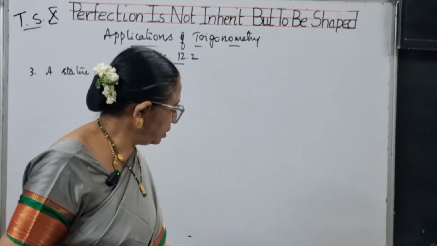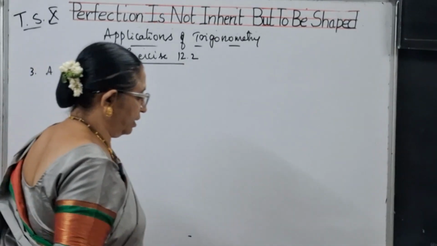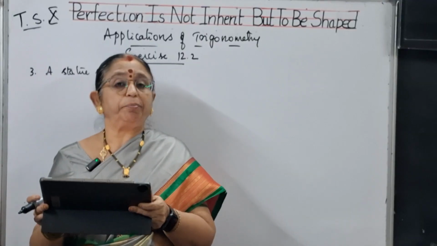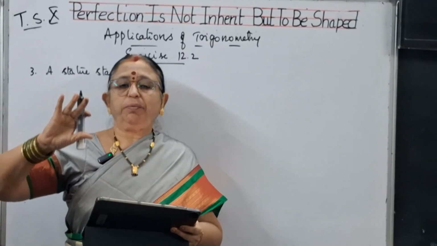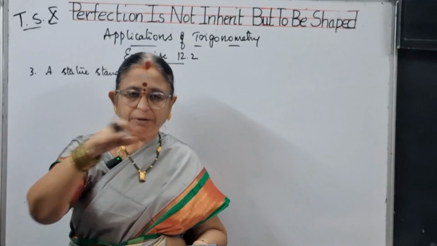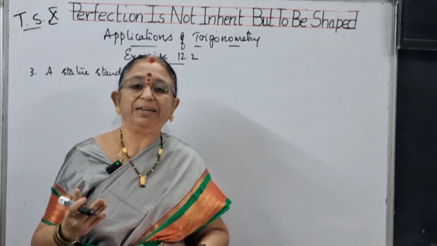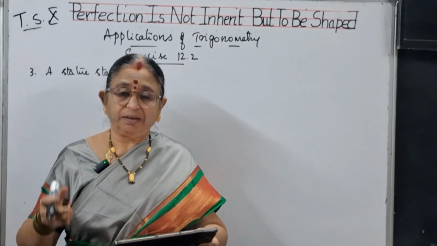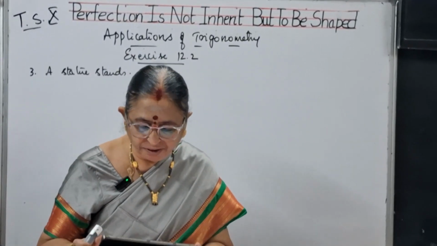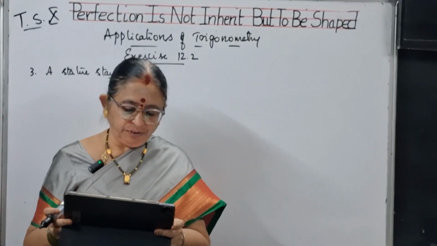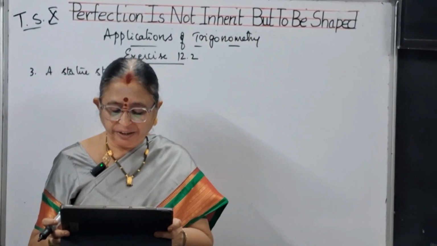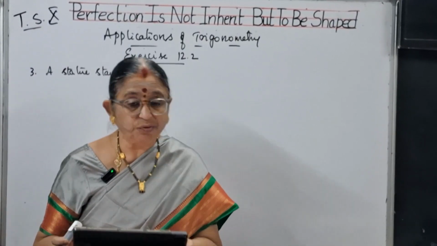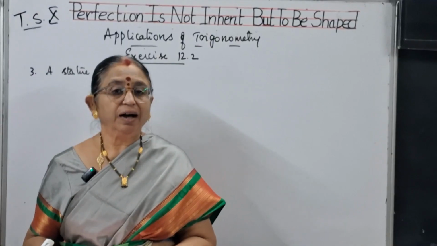Now, third problem, children. Let me read. A statue stands on the top of a 2-meter tall pedestal. You know that statues will be kept upon a pedestal. Pedestal means a base. Upon the base, the statue will be erected. So the pedestal height is 2 meters. Upon it, the statue was placed. From a point on the ground, the angle of elevation of the top of the statue is 60 degrees. And from the same point, the angle of elevation of the top of the pedestal is 45 degrees. Find the height of the statue.